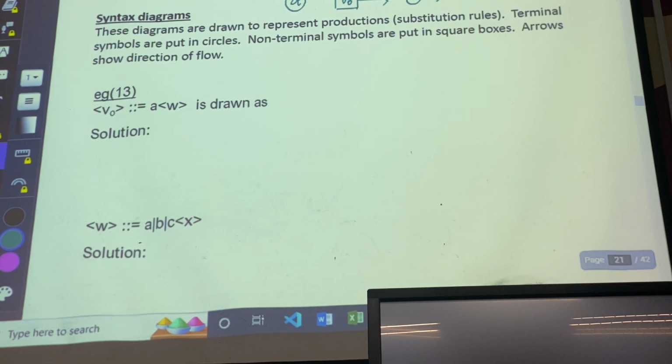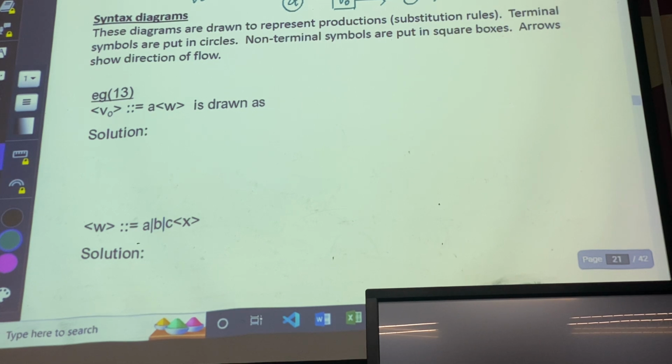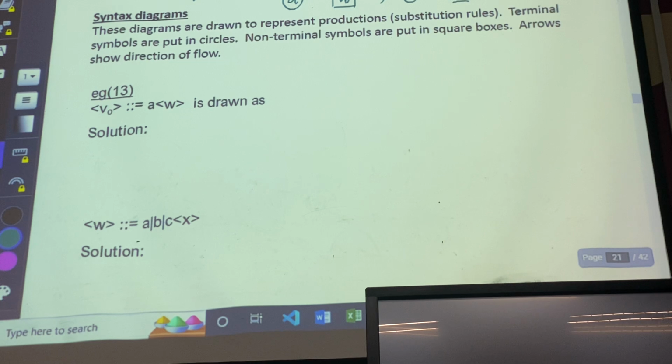Now, let's say I want to substitute the V0 with A, and after the A, I have a non-terminal. Let's say like this, V0, I want to substitute with A, V1, right? The V1 is a non-terminal after the A. So, this part, you can draw it with another V1 here. You just draw the V1 like this, at the back of A, and then go to the right. This is for syntax diagram.